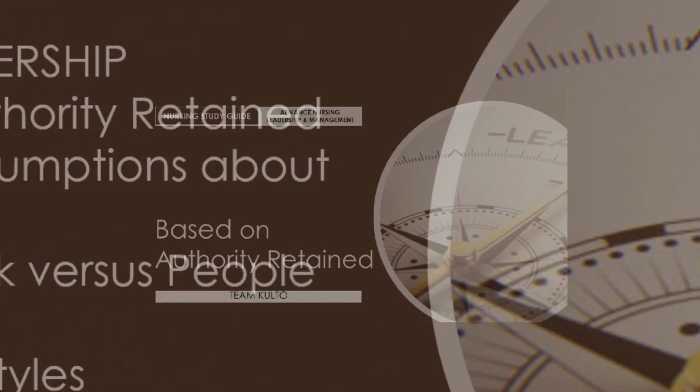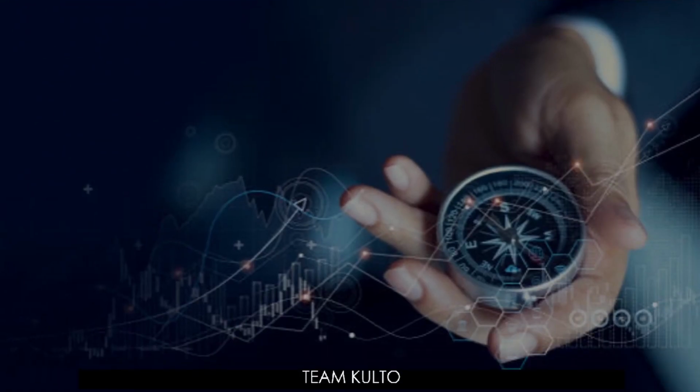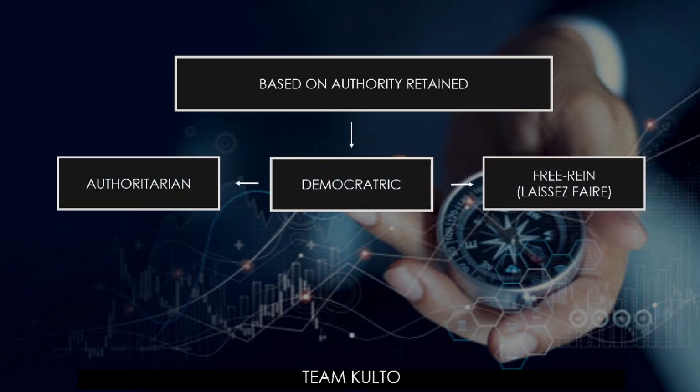Now, first up, based on authority retained. So, iisa-isahin natin to. Based on authority retained, we actually have three. These are the three subcategories of your based on authority retained type of leadership. Wag malilito ha, kasi nandito pa rin tayo sa based on authority retained. May tatlo yan, kagaya ng sinabi ko. We have authoritarian, democratic, and free reign, o yung tinatawag nating laissez-faire. Medyo familiar kayo, narinig nyo na tong mga concepts na ito? Absolutely. So, ito na tayo.